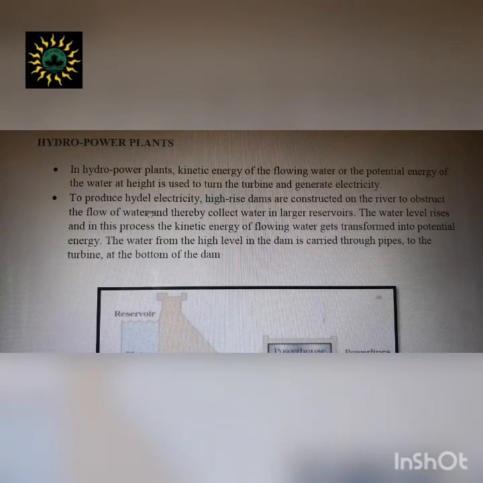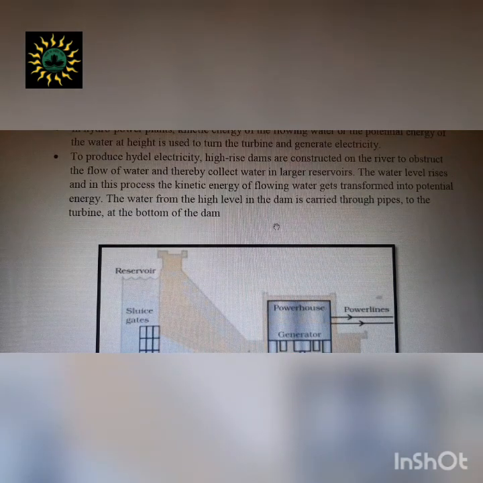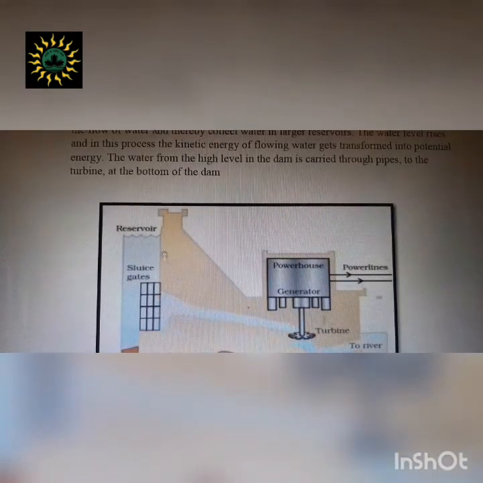To produce hydel electricity, high-rise dams are constructed on the river to obstruct the flow of water and thereby collect water in larger reservoirs. The water level rises, and in this process the kinetic energy of the flowing water gets transformed into potential energy. The water from the high level in the dam is carried through pipes to the turbine at the bottom of the dam. So rain falling on the high ground in hilly areas flows down as rivers.